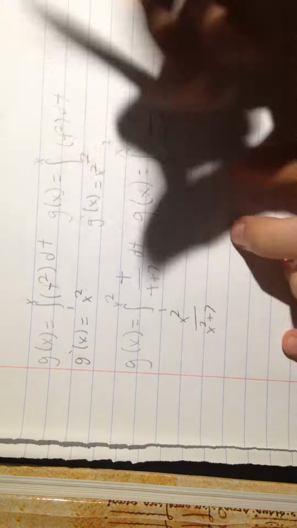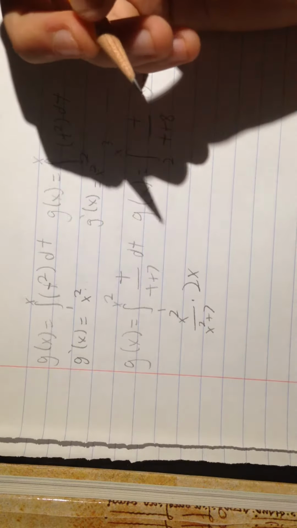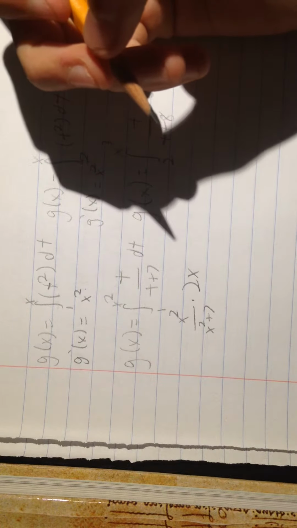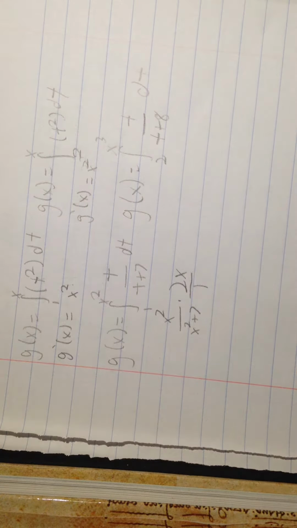So now we have to multiply it by 2x this time, since the derivative of x squared is 2x. So yeah, this is the answer. We just plug it in and multiply by the derivative of the thing we plugged in.